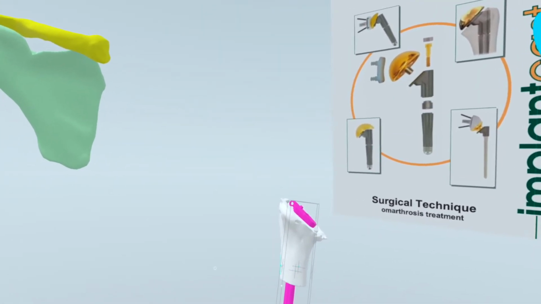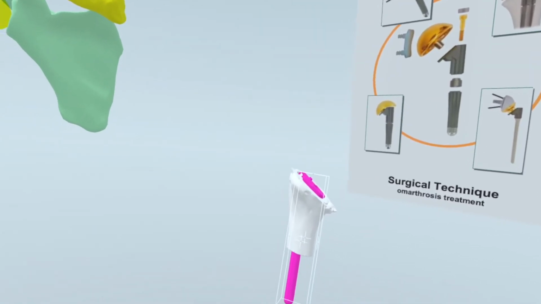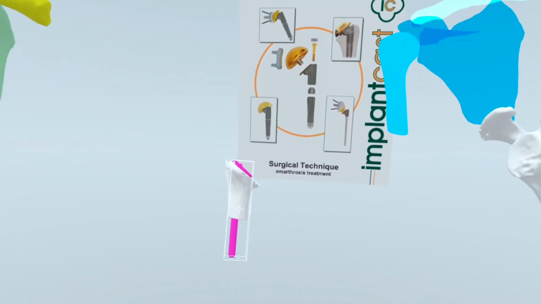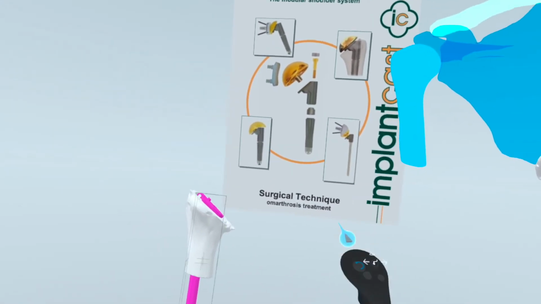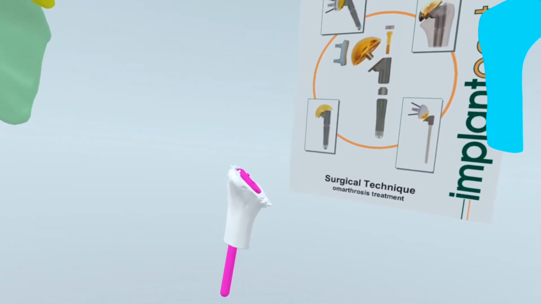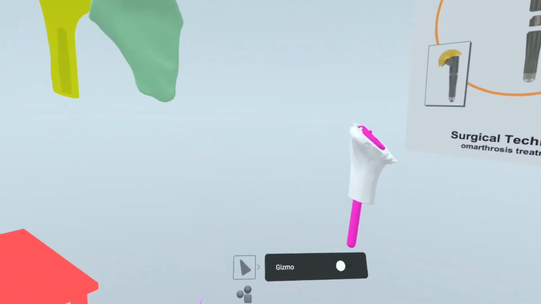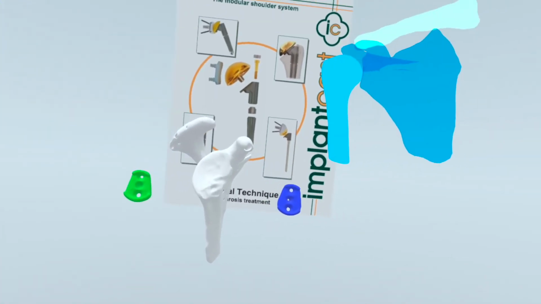We are going to discuss also the retroversion if we want to put the stem more retroverted. We could choose different stem sizes. We could choose different locations.